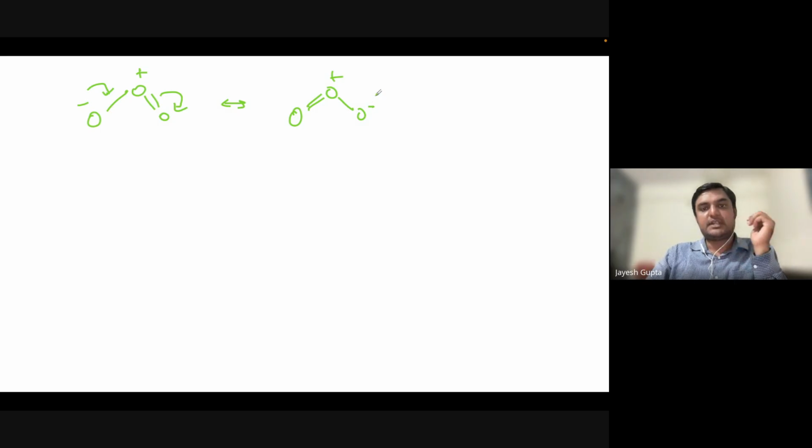Now again, the negative charge can come here and the pi bond can go there, so you will get the first one. In this way, they are both interchangeable. So this is also a resonating structure, and this is also a resonating structure.